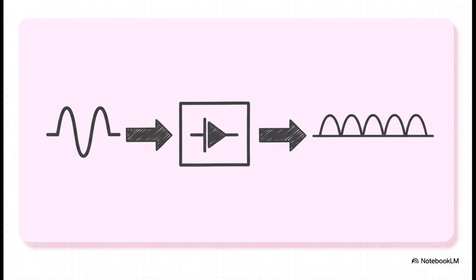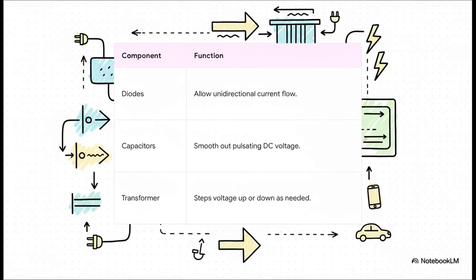And you can actually see that transformation right here. On the input side, you've got that smooth, elegant sine wave of AC power from the outlet. The rectifier comes along and essentially just chops off the entire bottom half of that wave. So what you get on the output is this bumpy, pulsating DC. Sure, all the energy is flowing in one direction now, but it's not the smooth, stable power our sensitive electronics need just yet. So how does this magic happen?